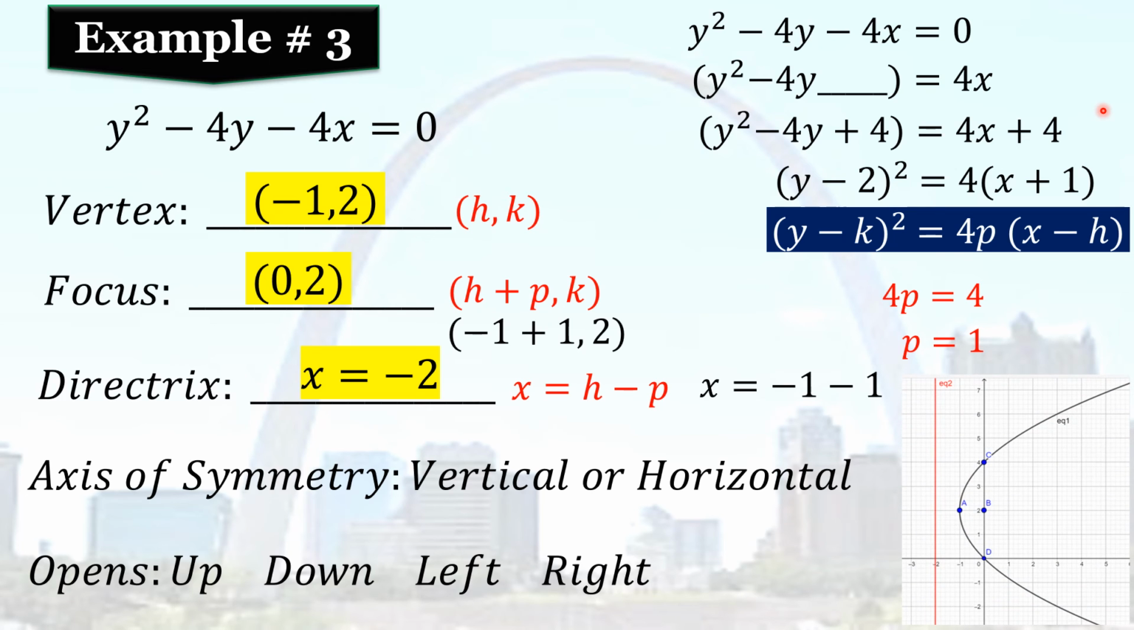Looking at the graph of this equation, we can deduce that the axis of symmetry is a horizontal line and it opens to the right. So in here, we already know the pattern, and if your p is positive, therefore the opening is to the right.